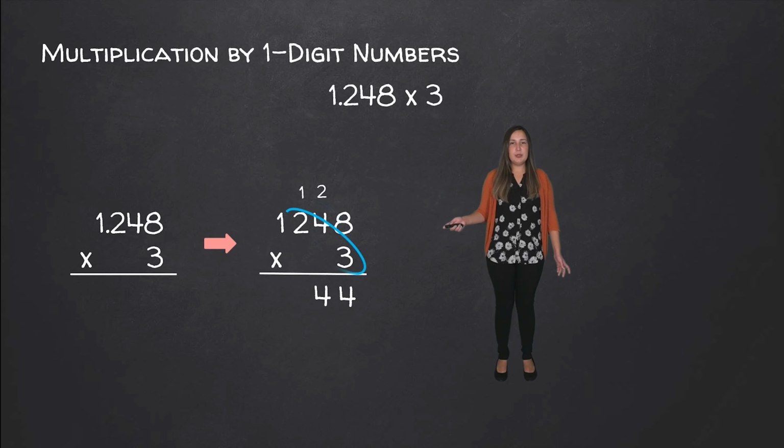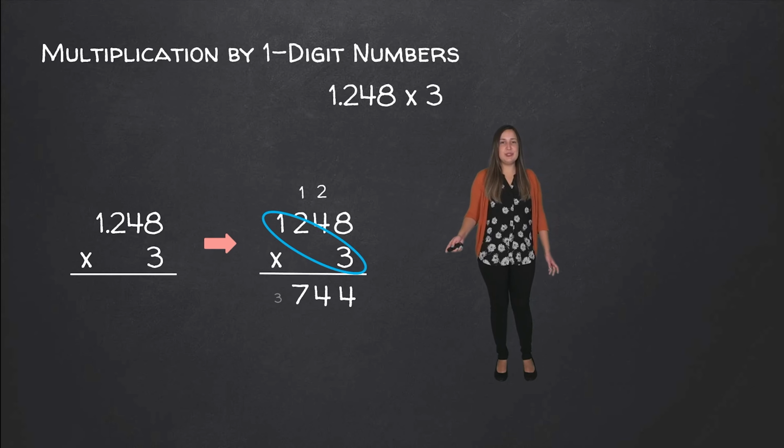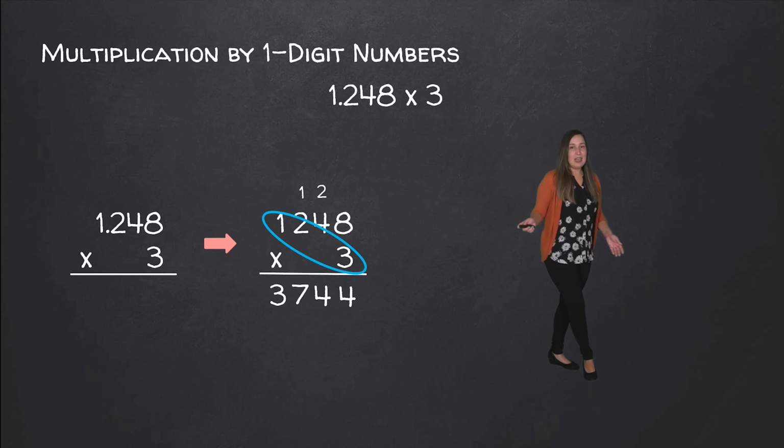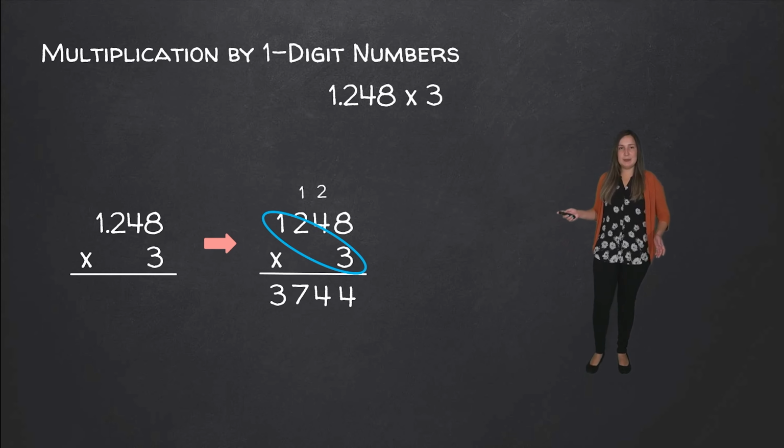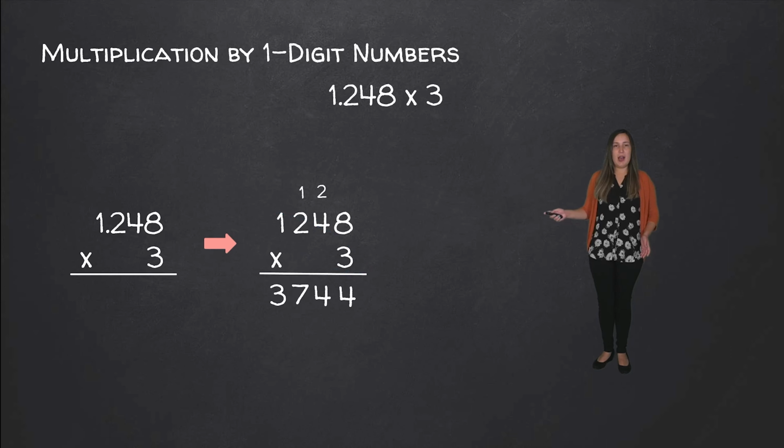Then we're going to do 3 times 2, which is equal to 6. But don't forget to add the 1 on top, making that 7. Finally, we have 3 times 1, which is 3. So we know that 1,248 times 3 is equal to 3,744. So let's figure out what 1 248 thousandths times 3 is equal to.